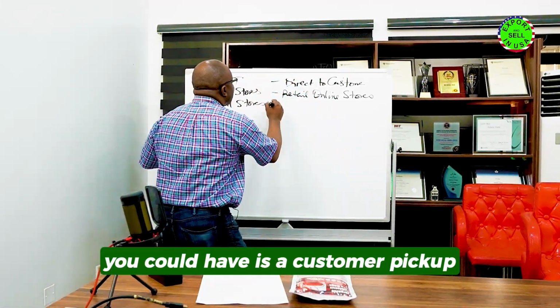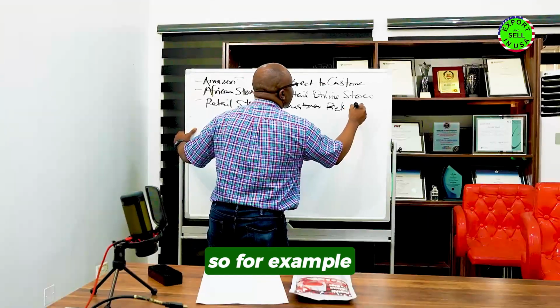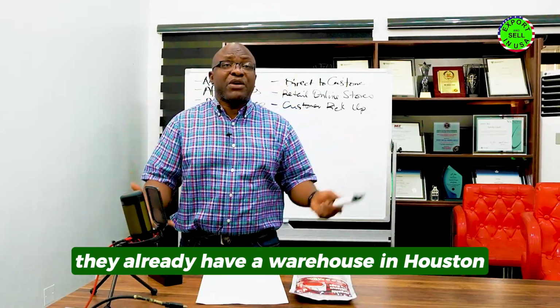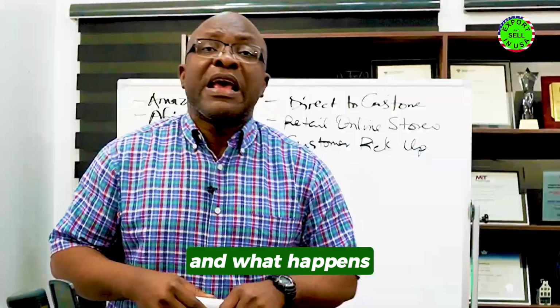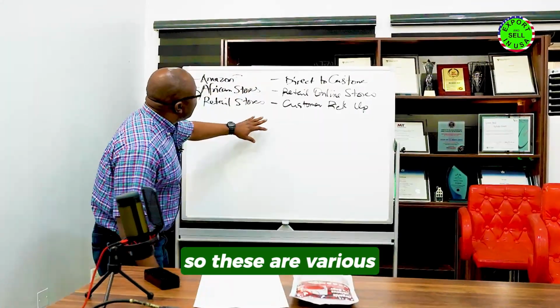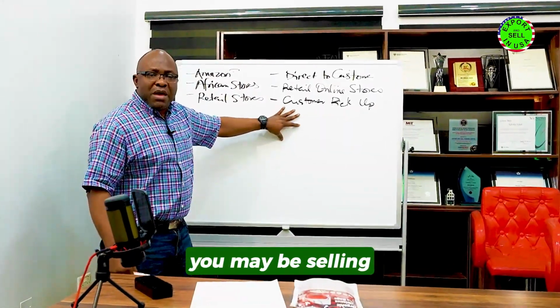Now, the last one you could have is a customer pickup. So for example, you have the warehouse in Houston. We have a lot of our customers who do this. They already have a warehouse in Houston. And what happens? They tell their customers to go to the warehouse to pick up the item. So these are various areas where you may be selling.